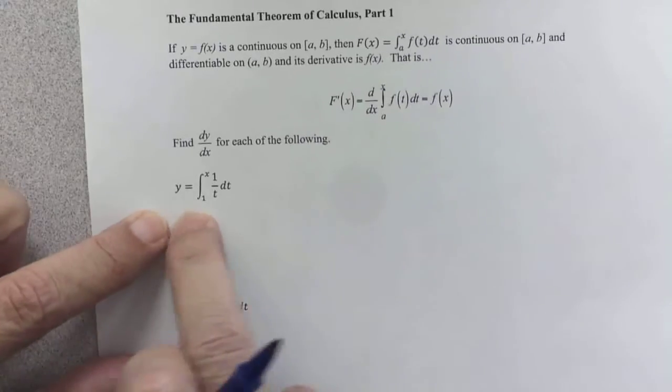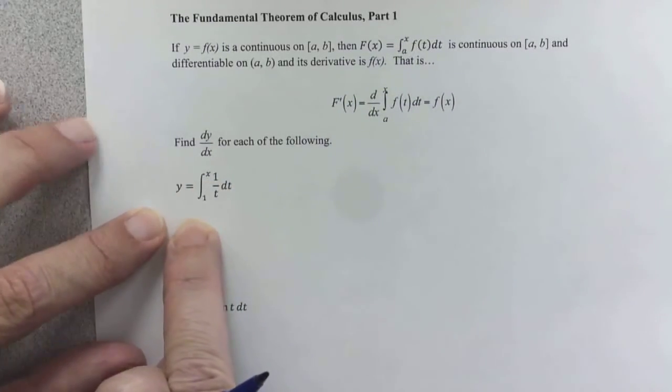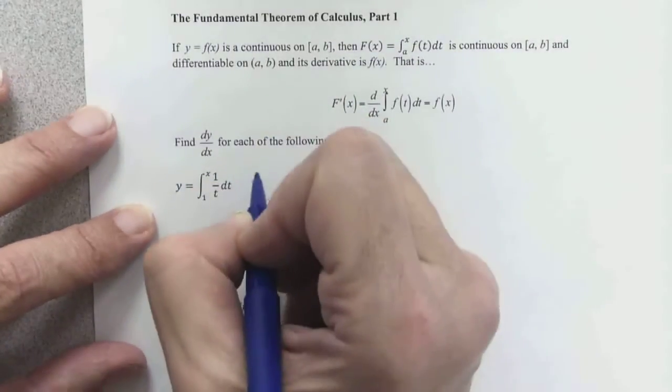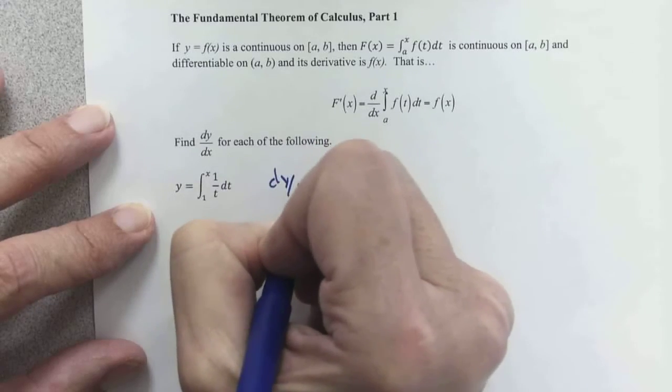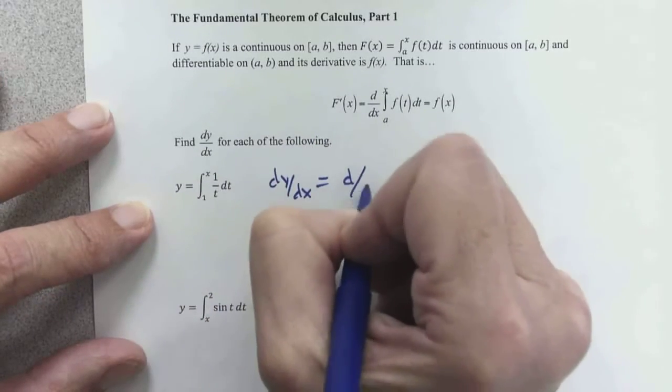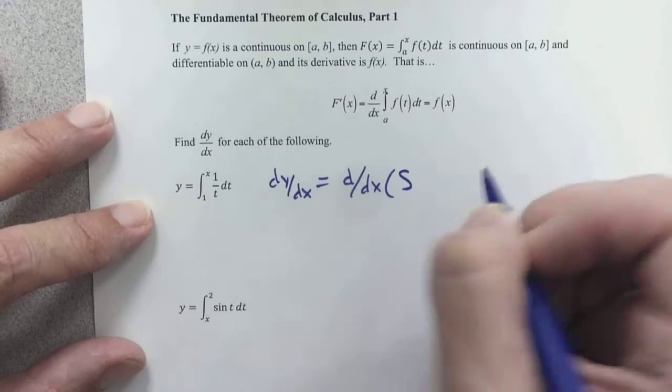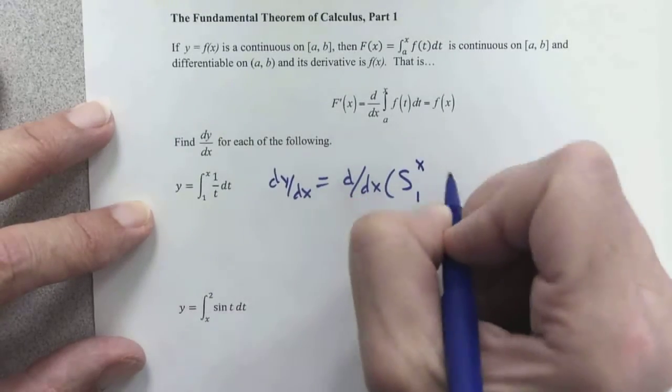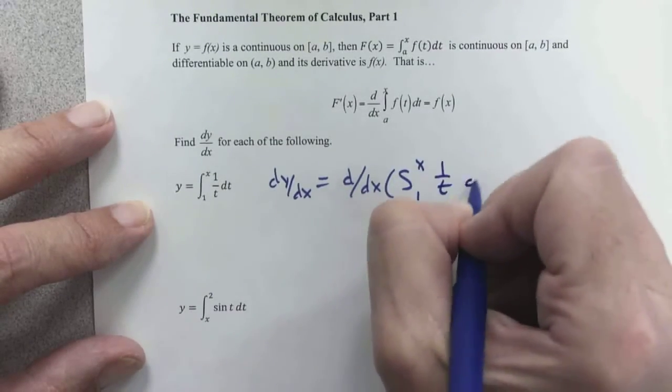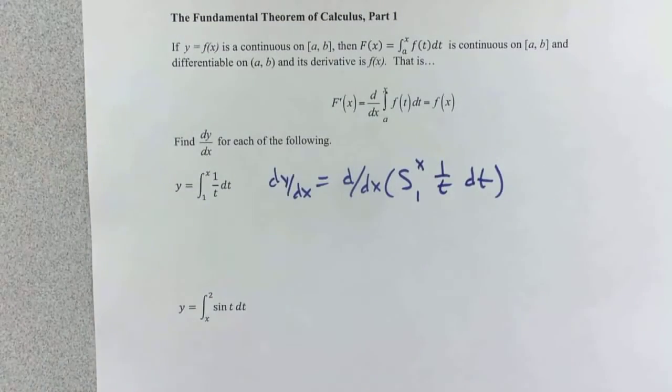But let's do a couple quick examples. Find dy dx for each of the following. So I just want to take the derivative of y. So dy dx is going to be the derivative of that integral, the integral from 1 to x of 1 over t dt. And I didn't really need the parentheses there. I just put the parentheses there because I like them.